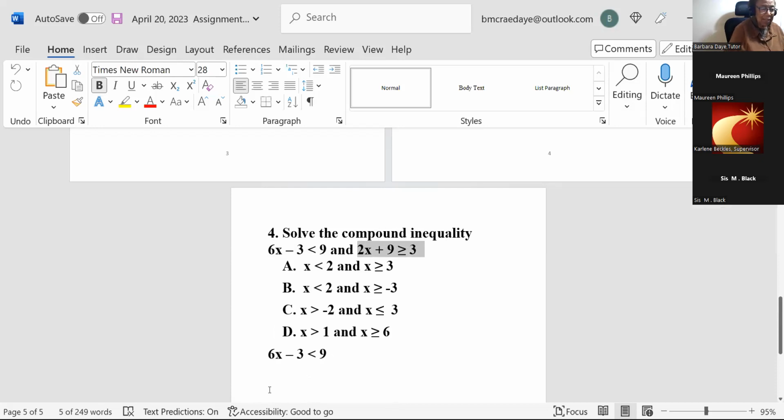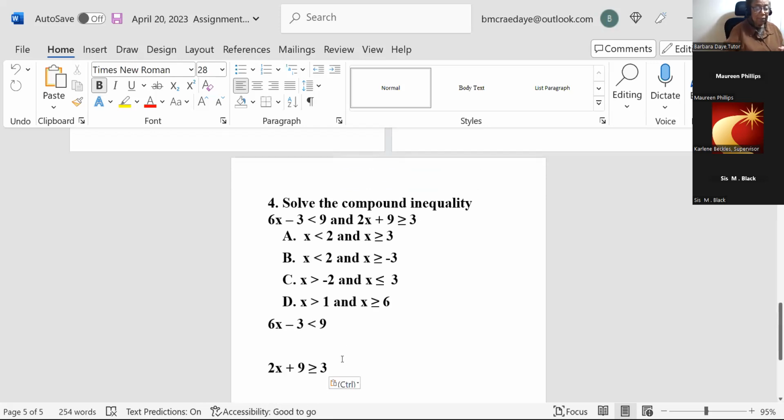Mercedes, you understand what I'm asking you to do? It's just two single inequalities that are connected by and. They could be connected by or, but here they're connected by and. So solve the first one, and then solve the second one, and then tell me what answer you get.